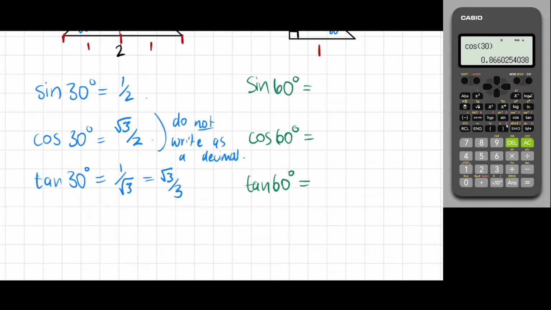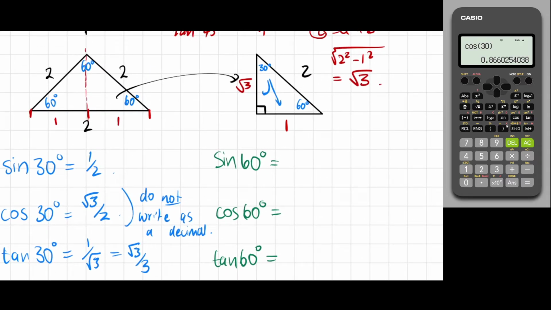Now, for the 60 degrees, same deal, but from the other corner. Let's start with the opposite. We've got the square root of 3 and the hypotenuse, which is 2. We write square root of 3 over 2. And you might notice that the square root of 3 over 2 looks an awful lot like the cos of 30 degrees. That's because these two are the same value. If I add 60 and 30 degrees together, what do I get? We get 90 degrees. So these two angles are complementary. And the complementary angles for sine and cosine should be the same thing. That's what sine and cosine means.